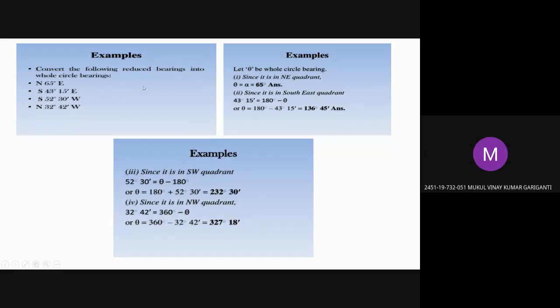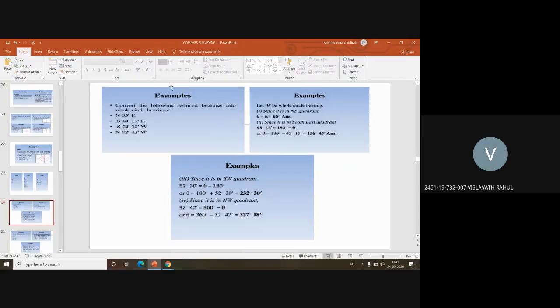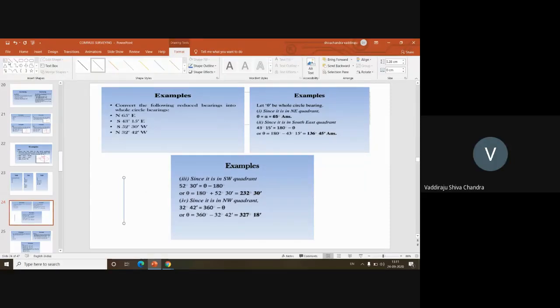Now the second one is south 43 degrees 15 minutes east. So where is it lying? Southeast. So this is your second quadrant, this is your northeast, west, south. So what is the value it is saying? South 43 degrees 15 minutes east.